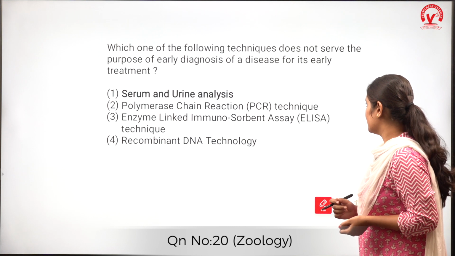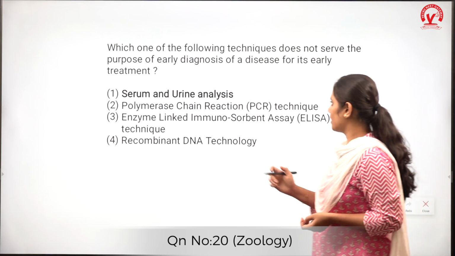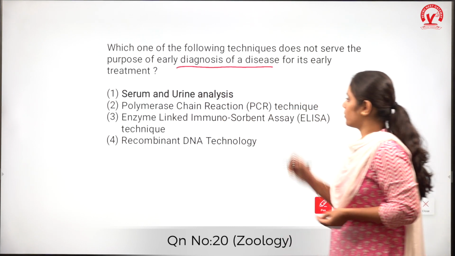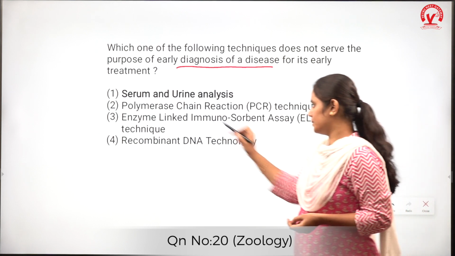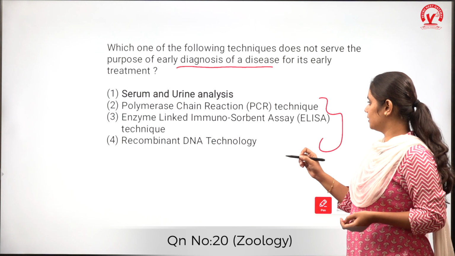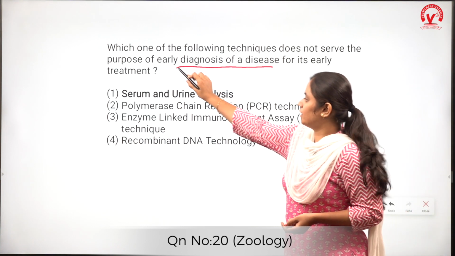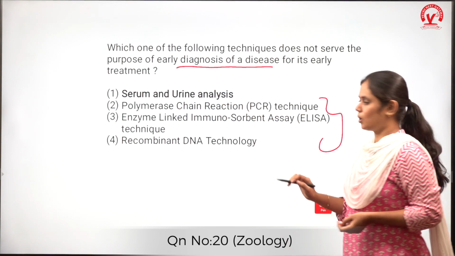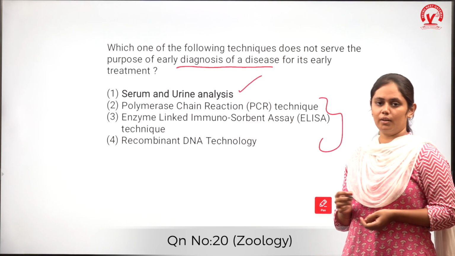Which one of the following techniques does not serve the purpose of early diagnosis of disease for its early treatment? So here the option will be serum and urine analysis, whereas all the other three techniques are useful in early diagnosis of a disease. So the option will be serum and urine analysis.